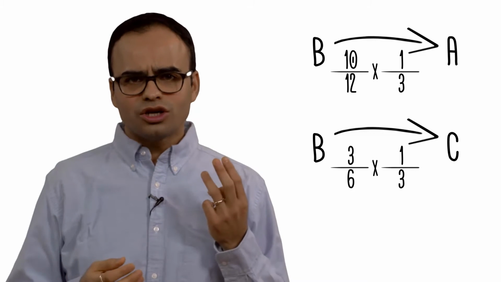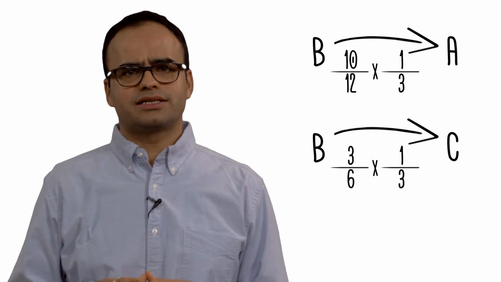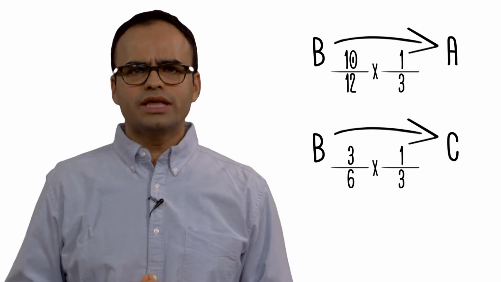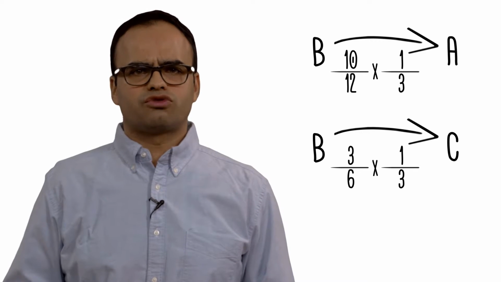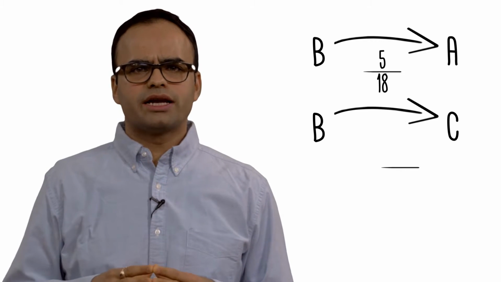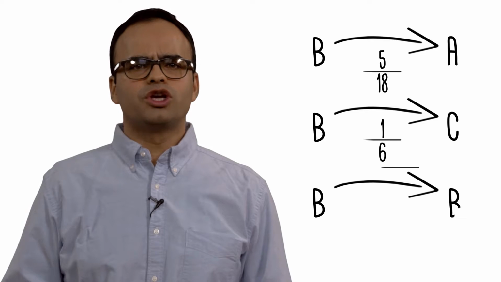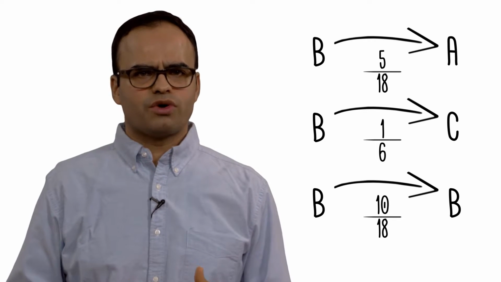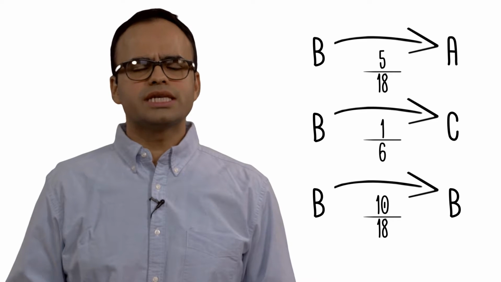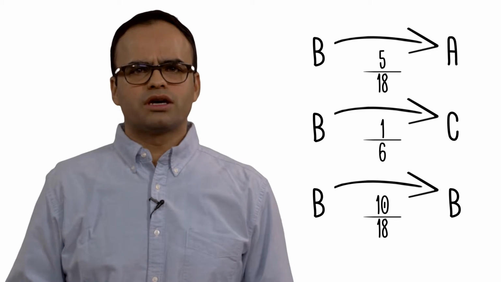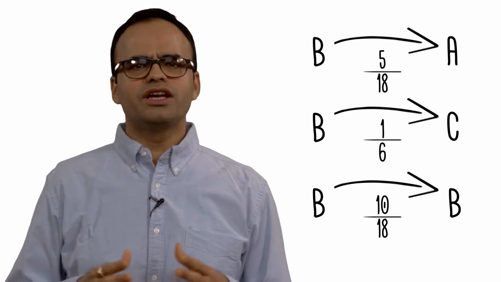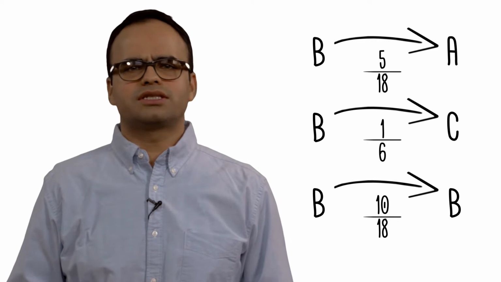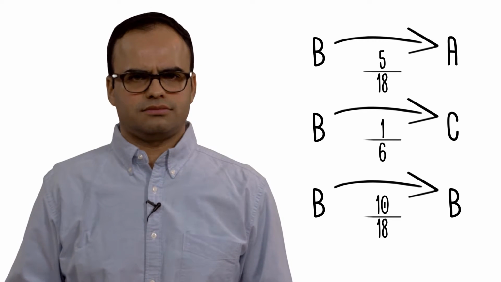In our case, all 3 nodes are connected and hence it's 3. Once we have this, we get the following effective transitions. When we are at B, in the next time we go to A with chance 10 by 12 times 1/3, which is 5 over 18. We go to C, 1/2 times 1/3, which is 1/6. And then we remain at B rest of the time, which turns out to be 10 over 18.